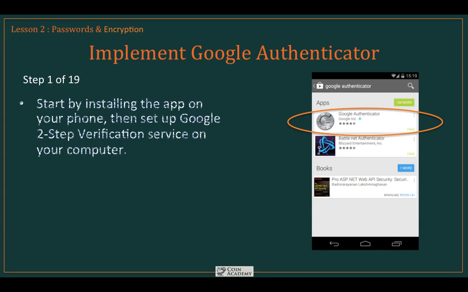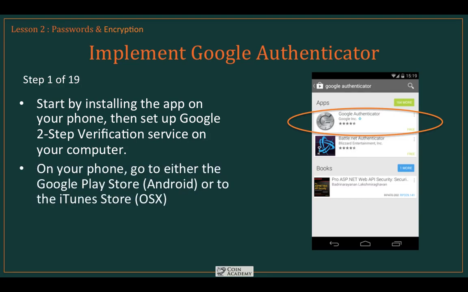All right, first thing you need to do is get out your phone or your tablet. I'm going to assume we're working on a phone here. And you need to set up the Google Authentication application on your phone. Then you're going to go to your computer and you're going to set up a service called Google Two-Step Verification on the computer. So there's two parts of this. Part of it's done on your phone, part of it's done on your desktop machine.